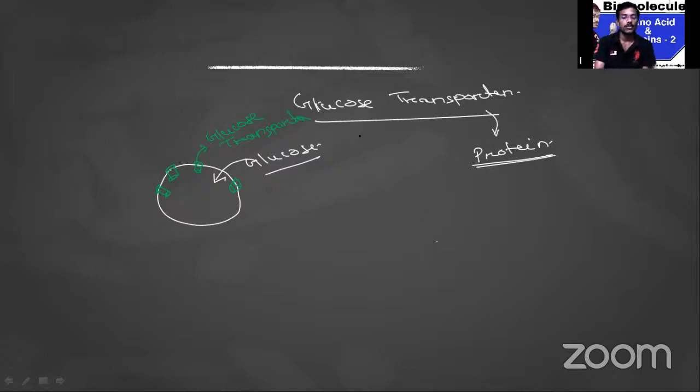We may call them glucose transporter proteins, and the glucose transporter protein will allow the movement of glucose from the outer side. Suppose here there is glucose. The glucose can only pass through this membrane through this transporter protein, that is the glucose transporter. It cannot pass through this part. If there is no glucose transporter, then the glucose outside the cell will not be able to enter the cell. That is the glucose transporter.